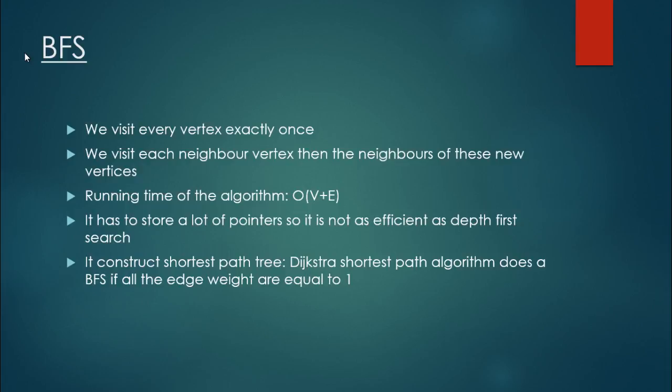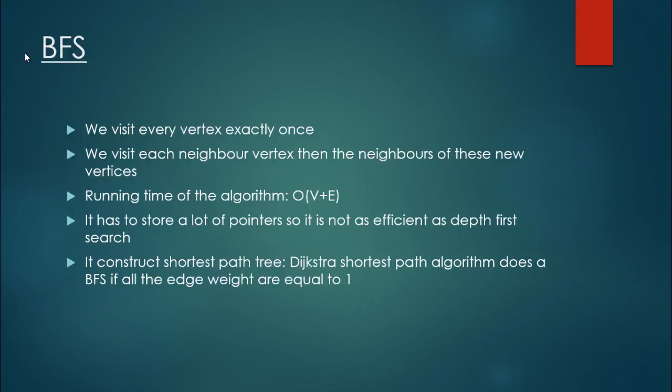The running time of the algorithm is proportional to V plus E, where V denotes the number of vertices and E denotes the number of edges, so it's O(V + E). But it has to store a lot of pointers, so it is not as efficient as depth-first search. We are going to see that for depth-first search there are no pointers, so depth-first search is much more memory friendly. It constructs shortest path trees, so this is the main advantage of breadth-first search.